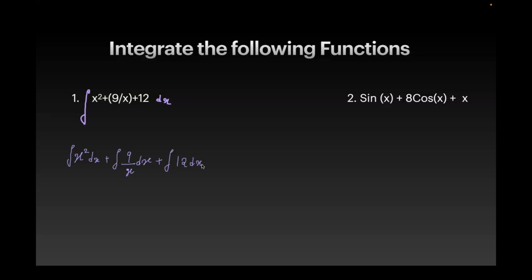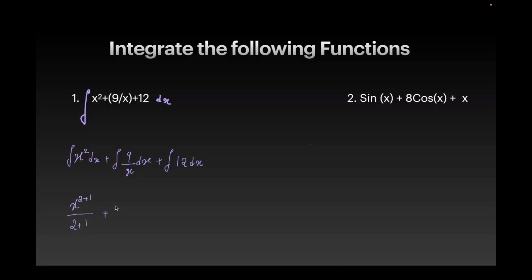Now what will I do? I'll apply the formula. Integral x square is of the form integral x power n, which is x power n plus 1 by n plus 1. What is n? n is 2 over here. So it is x power 2 plus 1 by 2 plus 1.